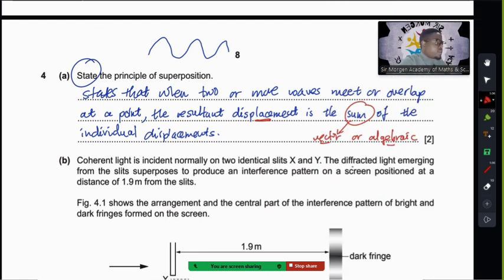It doesn't matter how these waves are traveling. If they are to meet at a point, for instance, if I have another one that's probably coming in the same manner, like that, then to find that resultant displacement, it's just a matter of addition. You are adding those two amplitudes, those two displacements at that particular point.